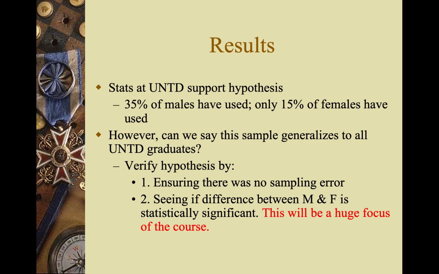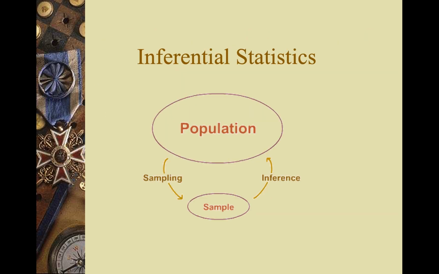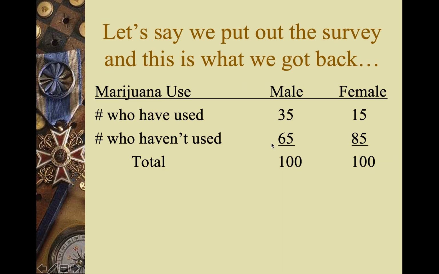The results, remember our hypothesis is we thought that males were going to use marijuana more than females. So that's what our survey results showed as well. It said that 35% of males used and only 15% of females used. However, can we say that the sample generalizes to all UNT graduates? Maybe. So yes, theoretically, yes, it's supposed to, because here's our population, we chose a sampling method, we have our sample, and we can make inferences.